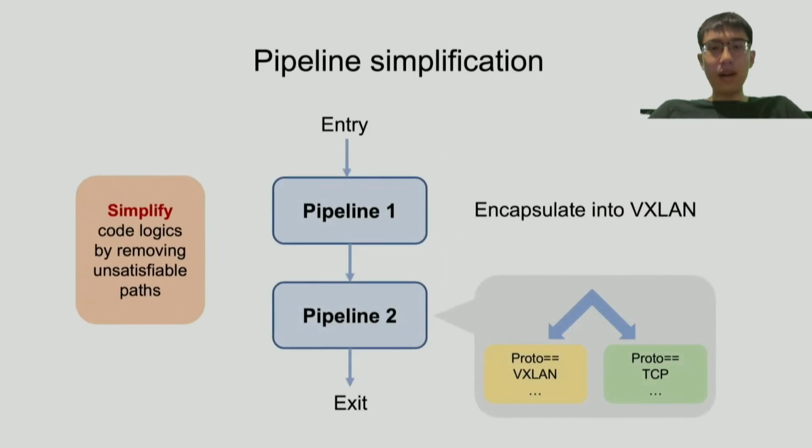The most important part of code summary is to simplify an individual pipeline. Let's start from an example. There is a P4 program among two pipelines in the programmable switch. Pipeline 1 encapsulates packets into VXLAN, and Pipeline 2 has both TCP logics and VXLAN logics. As mentioned before, both Pipeline 1 and 2 have a lot of redundancy. We are going to simplify the control flow graph with the code summary technique. Our methodology is to simplify Pipeline 1 and Pipeline 2 respectively, and thus the entire control flow graph is simplified.